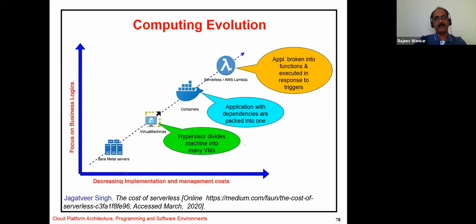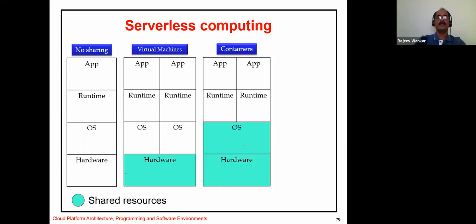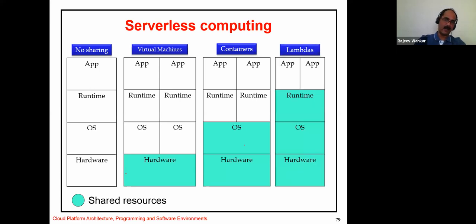I will not go into the detail of that. But what I see here is, first, I have no sharing. Then I have a virtual machine where I'm sharing the hardware. Then I have a container, where the hardware and operating system are shared, and the container brings its own runtime, application, dependencies, and libraries. The fourth one is a serverless offering, which we call lambdas. How are they different? Hardware, operating system, and runtime are all shared, but the application executes as and when required on the runtime. We call it a lambda here. To be more specific, I should not say functional programming paradigm; it uses event-driven programming in order to execute those functions.